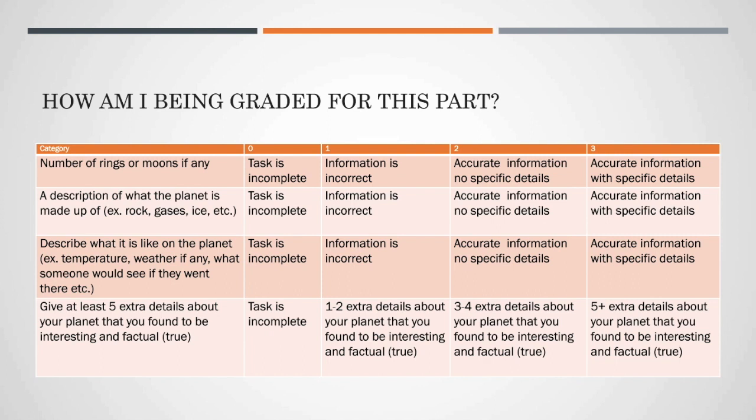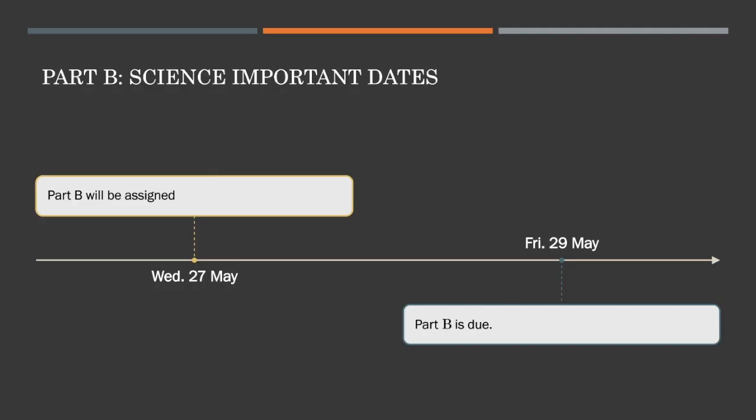Okay? I think that's pretty easy. You can get points for doing something. You can get points for doing something with no details. You can get all the points for doing it with accurate details and information. Okay? That's how I'm being graded for this part of the project.